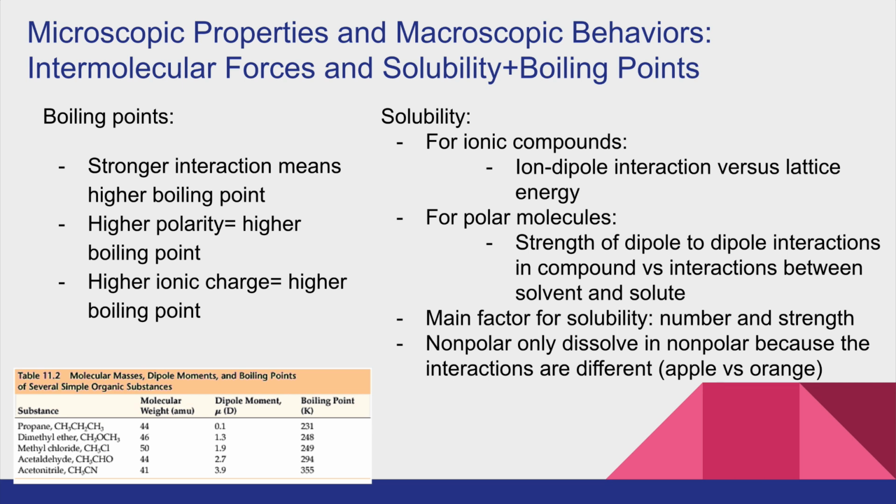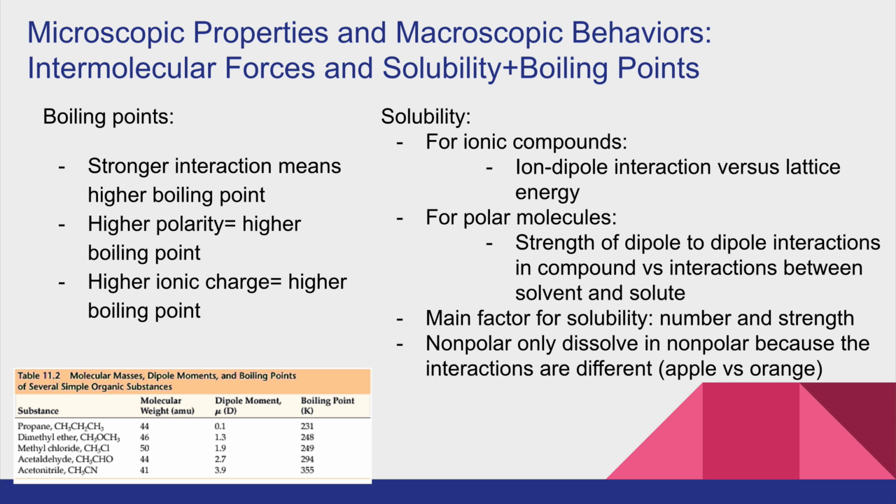Now let's move on to connecting some microscopic properties to macroscopic behaviors. And specifically, we'll be talking about intermolecular forces and how they affect the substance's solubility and boiling point. So let's take a quick flashback to what intermolecular forces are. There are three main intermolecular forces. We have London dispersion forces, in which temporary dipoles created by compounds and molecules create an attraction between both of them due to the opposite charges, and these are the weakest.